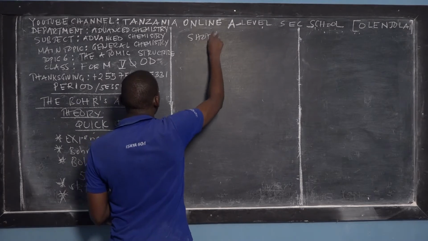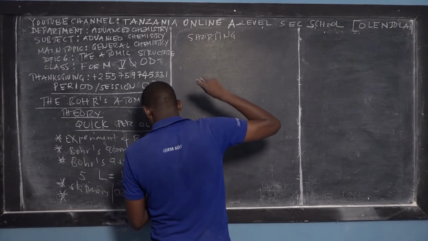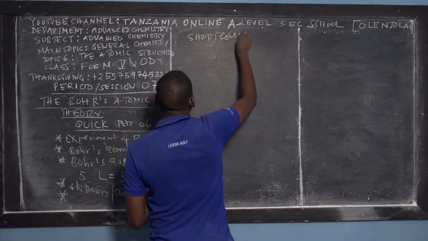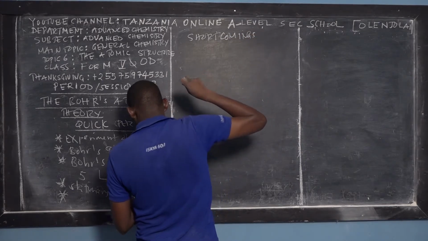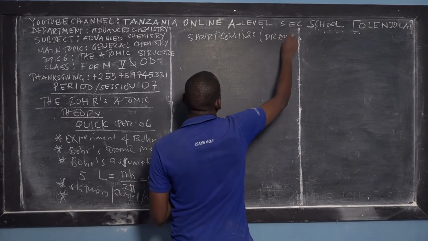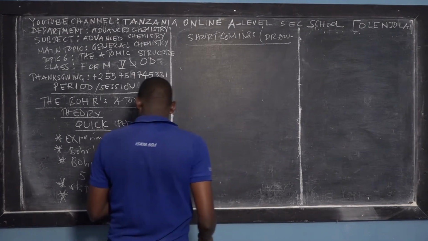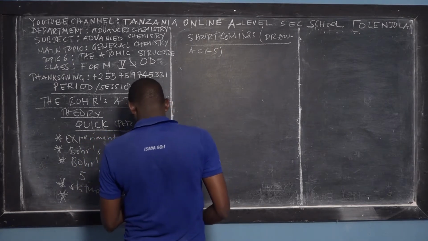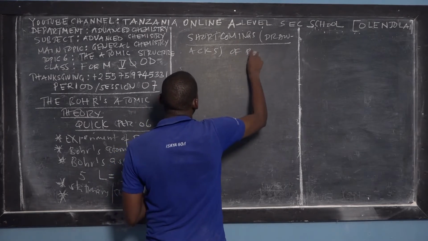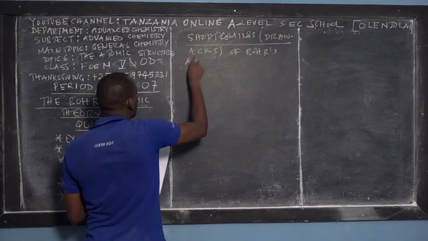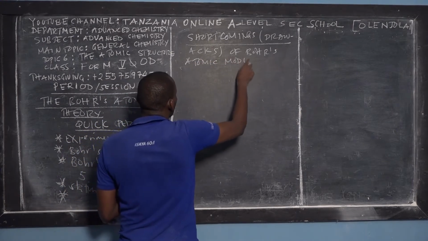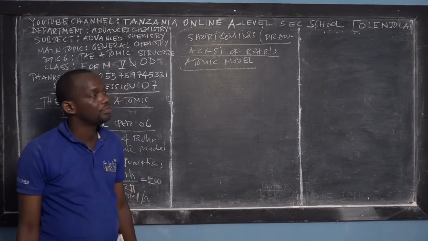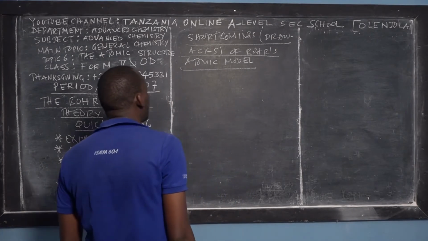So today's lecture, I would like to teach you about shortcomings, or drawbacks, of Bohr's atomic model. This is the subtopic that we are going to start with. What are the shortcomings or drawbacks of Bohr's atomic model?